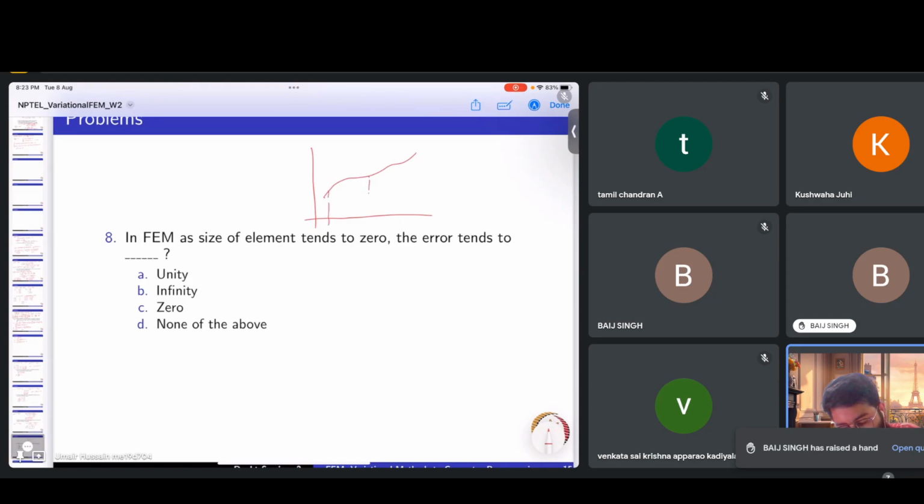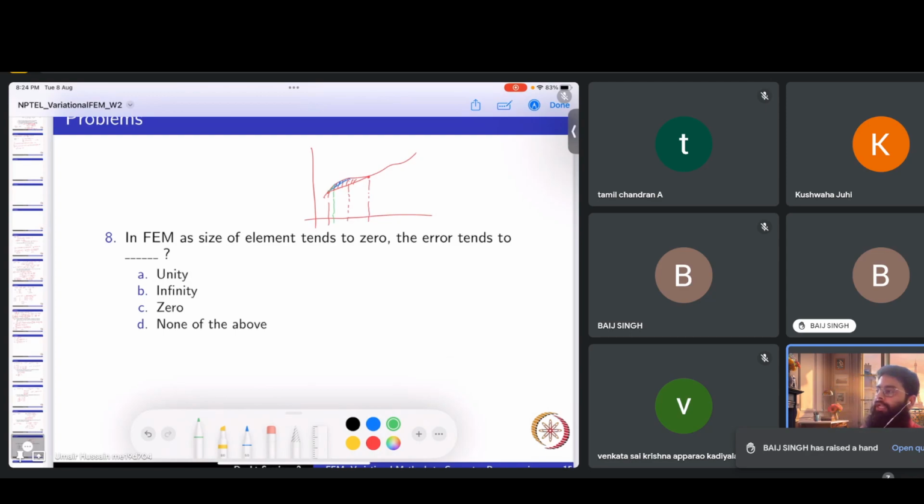So we have this element. Now if I try to reduce the size of the element, say by half, right now this is the error. But if I reduce the size of the element and do a linear approximation, this error is reduced here. As we keep on reducing the element size, we get closer and closer. You see that our solution becomes more accurate. So the error tends to 0 here.